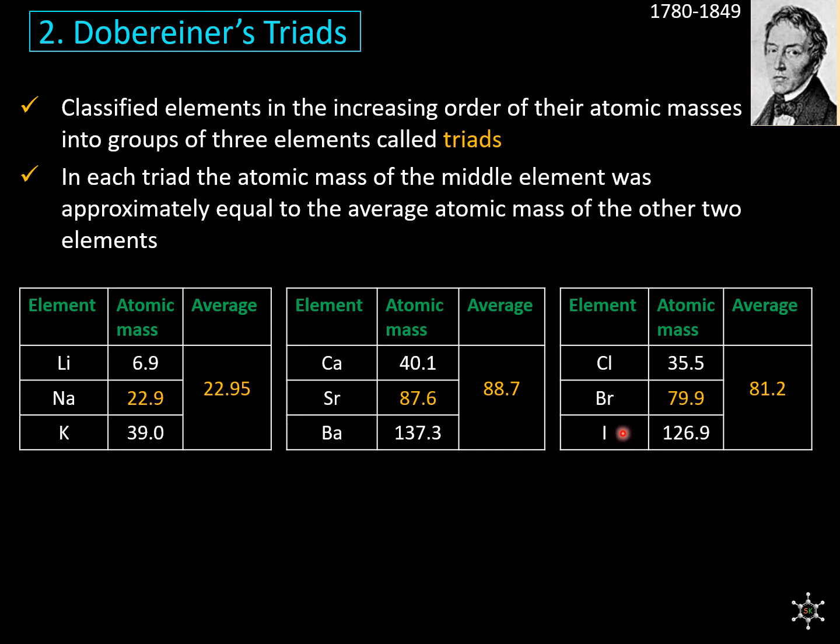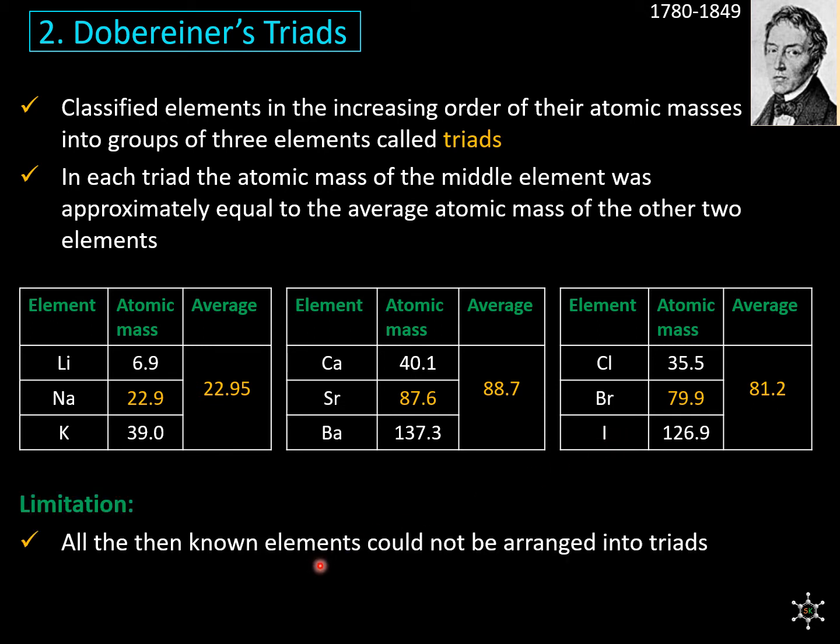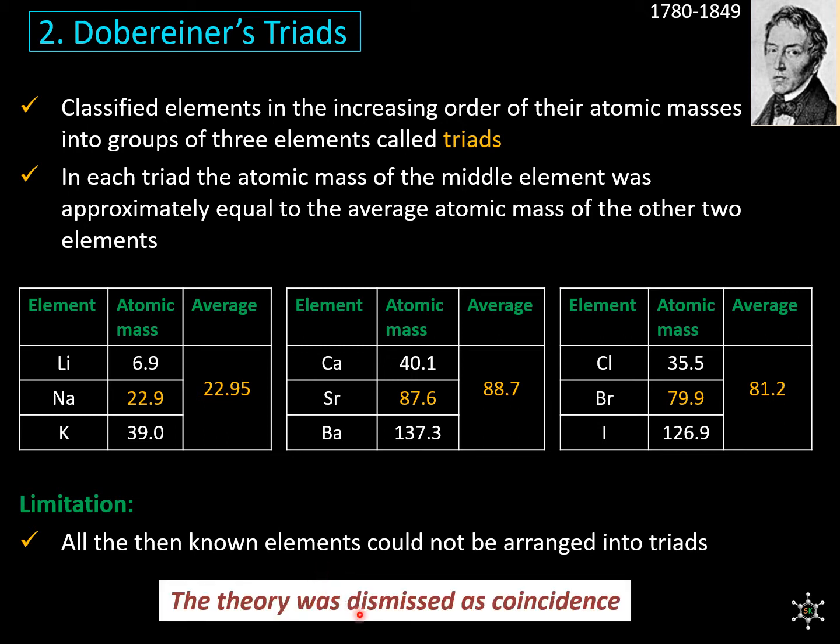The limitation of this approach is that all the then known elements could not be arranged in the form of triads. So, they dismissed the theory as coincidence.